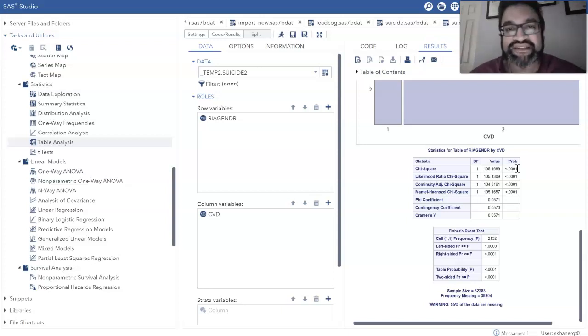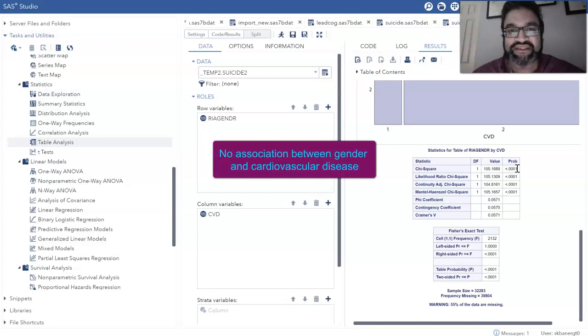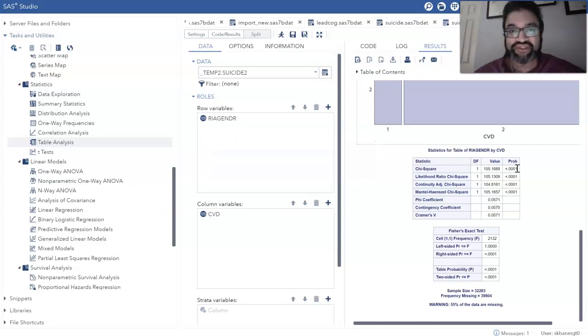So your null hypothesis would be what? Your null hypothesis would be, in the situation, that there is no association between gender and cardiovascular disease. So technically, the research null hypothesis is that there is no relationship between sex and cardiovascular disease in this model.